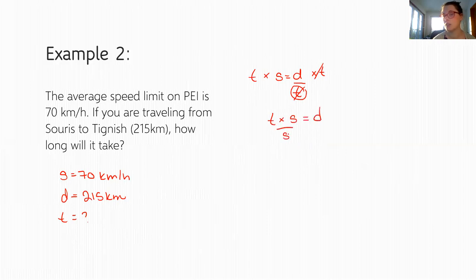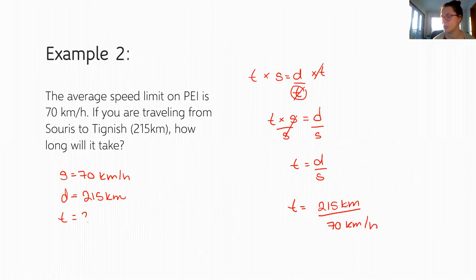I need to move speed, so I divide both sides by s. So time is equal to distance divided by speed. It's not too bad to rearrange, but that's how you would do it. Now let's plug in the values. Time is equal to our distance of 215 kilometers divided by 70 kilometers per hour.